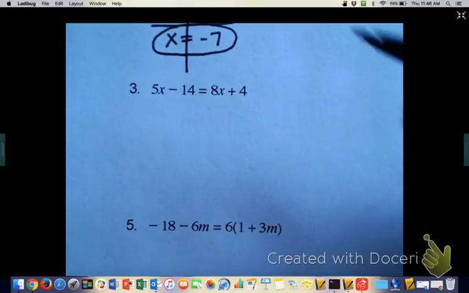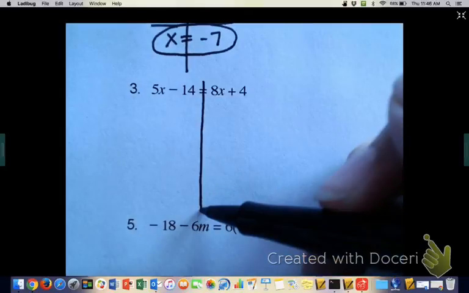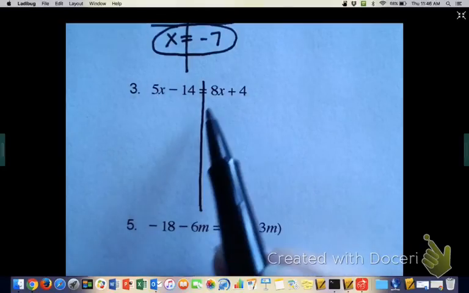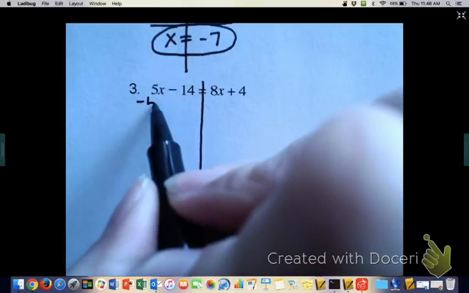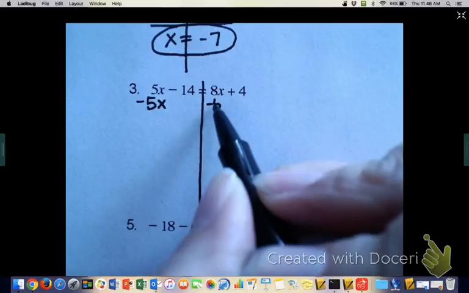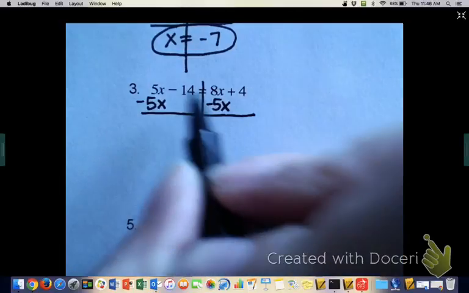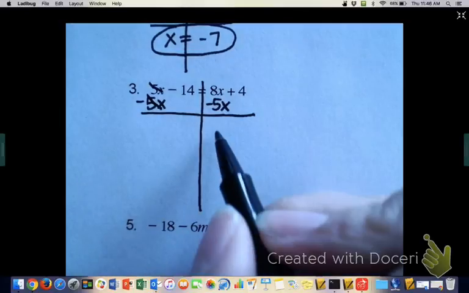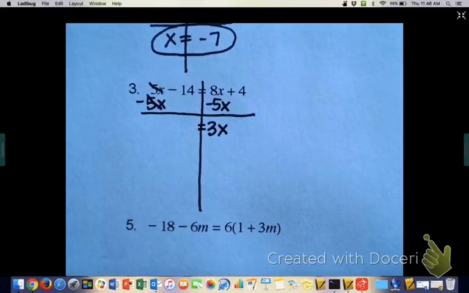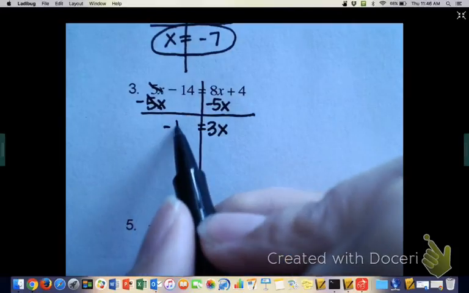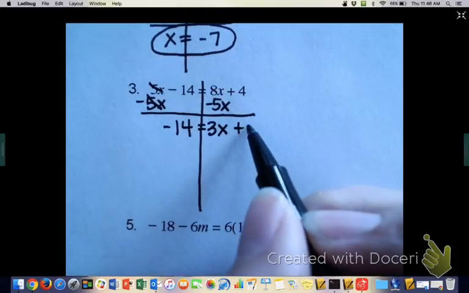All right, number 3. Draw your line. Got to move one of your variables to the other side, and they're both positive, so I'm going to subtract it. I'm going to subtract the 5, so I'm not left with negatives. On the left, they cancel. On the right, 8x minus 5x is 3x. All right, bring down everything else. That's a negative 14, and that's a plus 4.